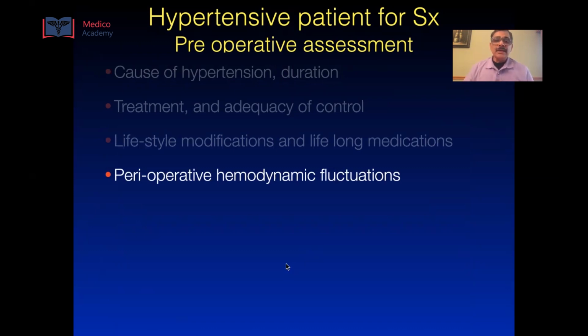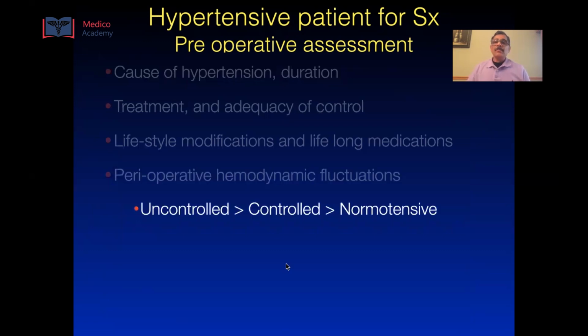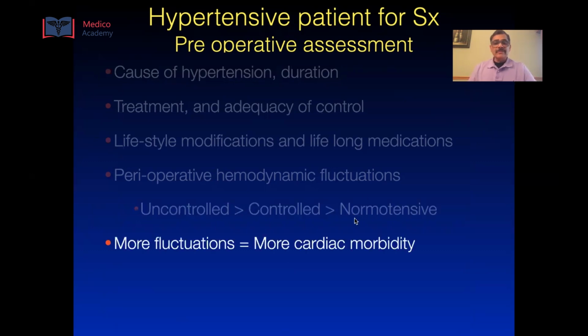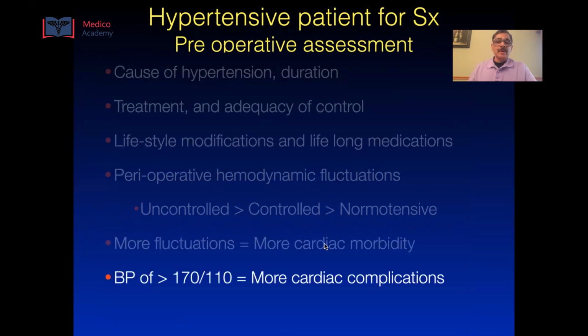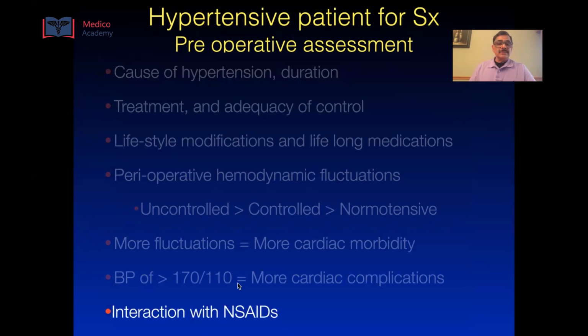We know that the swings in the blood pressure in the perioperative period are much greater in hypertensive patients, more so if the blood pressure is uncontrolled than controlled, and controlled hypertensives also show more swings in blood pressure than normotensive patients. So more fluctuation in the blood pressure means more cardiac morbidity. And if the blood pressure is more than 170 over 110, there is definitely an increased incidence of cardiac complications.